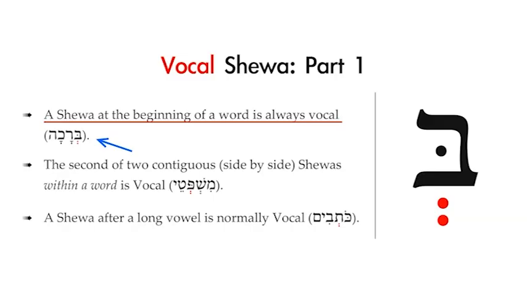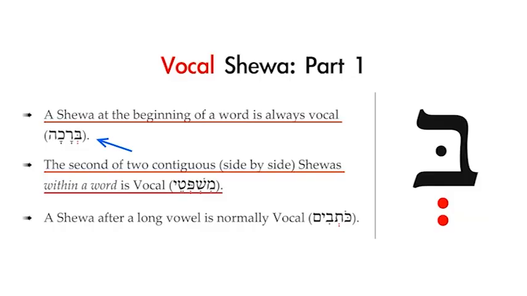And so next, the second of two contiguous or side-by-side schwas within a word must be vocal. It's the same thing that we just studied. If you've got two schwas within a word, the first one will be silent, the second vocal. The second one will be preceded by the silent schwa, not a vowel, so by definition it must be vocal, which means you're just learning that one rule and different applications in different contexts.